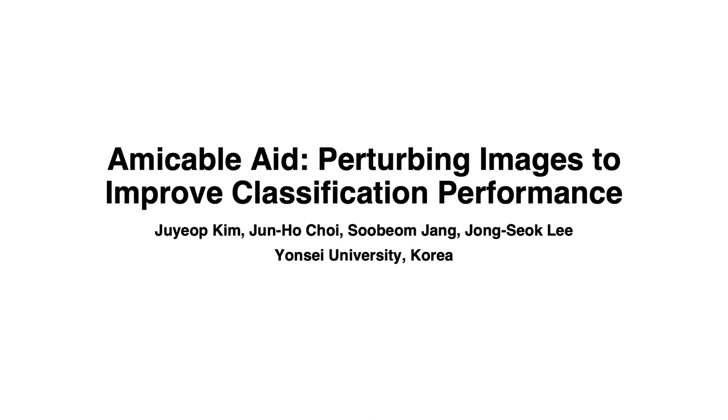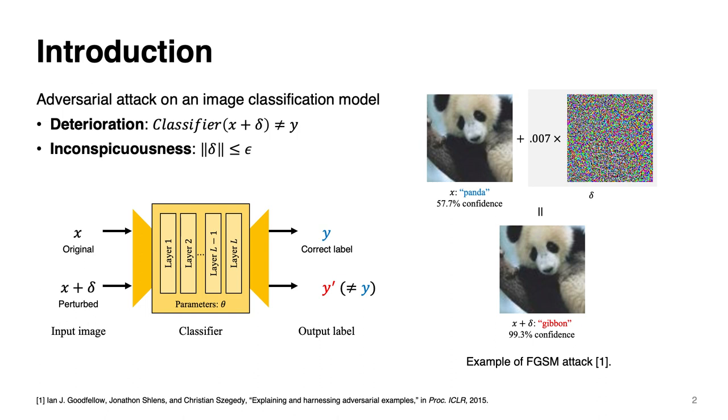I'll be presenting Amicable Aid, Perturbing Images to Improve Classification Performance. It is known that adversarial attacks can easily deceive deep neural networks. By adding a tiny perturbation to an image, we can fool an image classifier into misclassifying the altered image. For such an attack to be successful, the perturbation should deteriorate the model's ability to recognize the true label of the input image, while being inconspicuous enough to avoid detection.